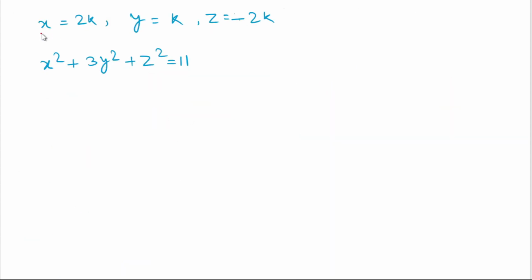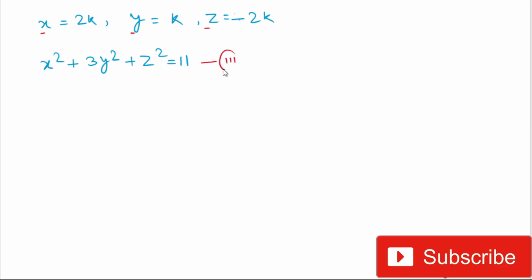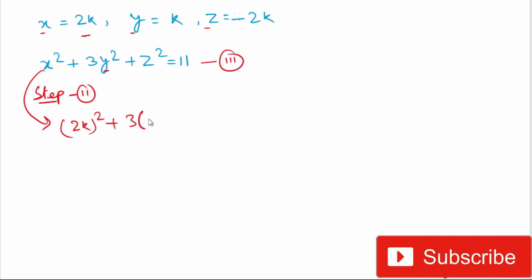Here I have copied down the values of x, y and z and equation 3 also. This is our equation 3. Our next step is to put the values of x, y and z in terms of k. In place of x we put 2k, so (2k) squared plus 3 times, in place of y we put k, so k squared, plus in place of z we put minus 2k, so (minus 2k) squared, equal to 11.